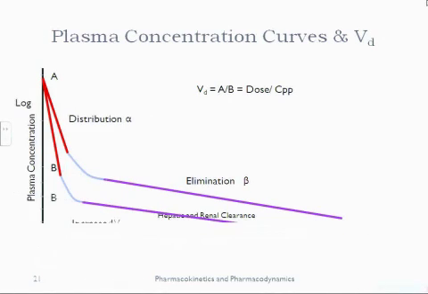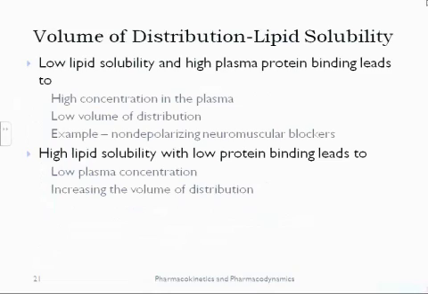Okay? Now, if you look at the volume distribution, it has to do with lipid solubility. This is where the book was trying to get you to understand it, and I wanted to show you graphically. Low lipid solubility and high plasma protein binding leads to a high concentration in the plasma, which was that upper curve. It gives you a low volume distribution. A clear example of this is the non-depolarizing muscle relaxants. Normally, they have a low volume distribution.